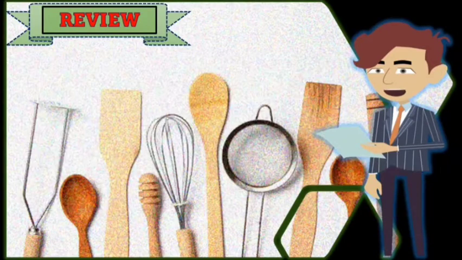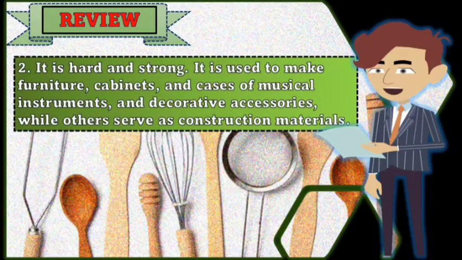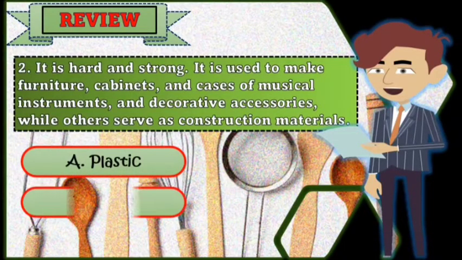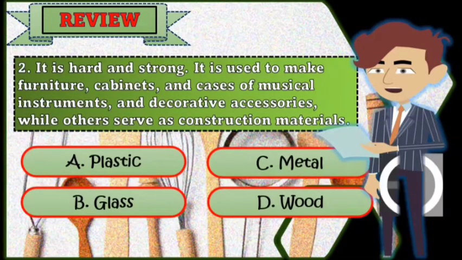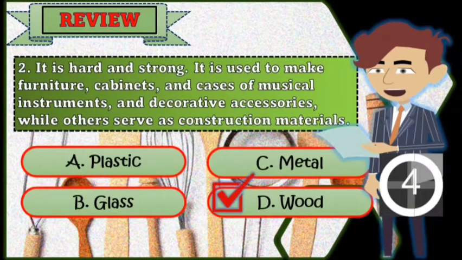Next, let's proceed to number 2. It is hard and strong. It is used to make furniture, cabinets, and cases of musical instruments and decorative accessories, while others serve as construction materials. A, plastic, B, glass, C, metal, D, wood. Correct. The answer is letter D, wood.